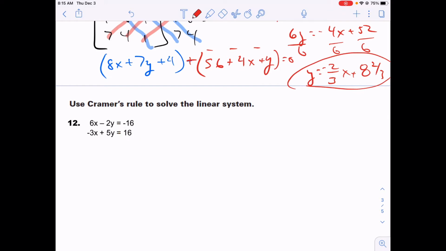Okay. So the coefficient matrix, we always kind of call it A. My A is going to be the numbers from the coefficients. It's going to be the 6, the -2, the -3, and the 5. Those are right from the x's and y's right there.